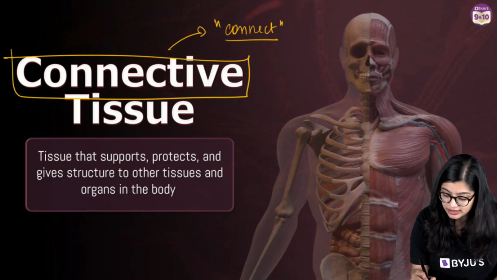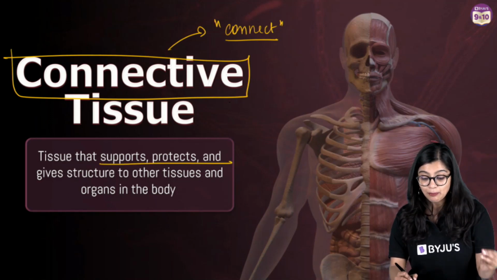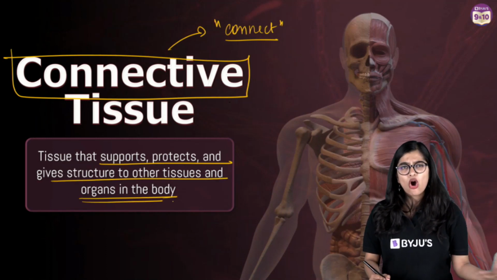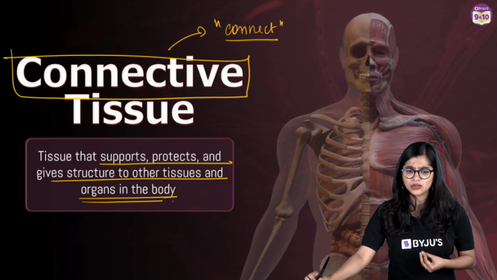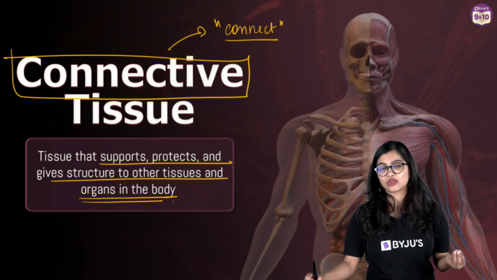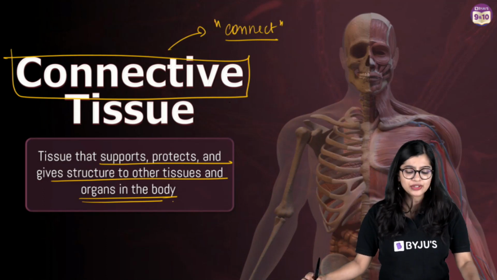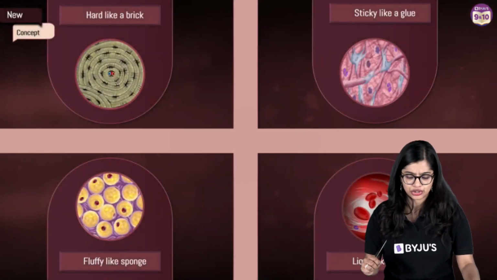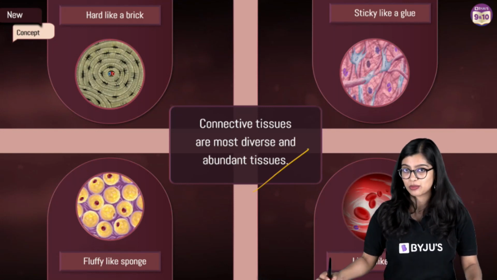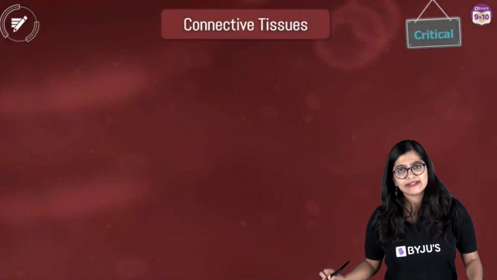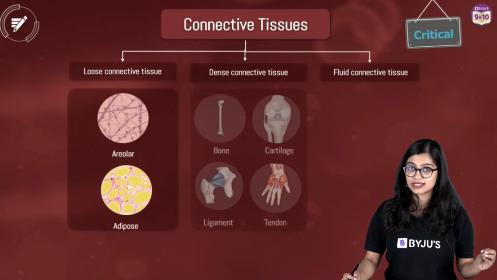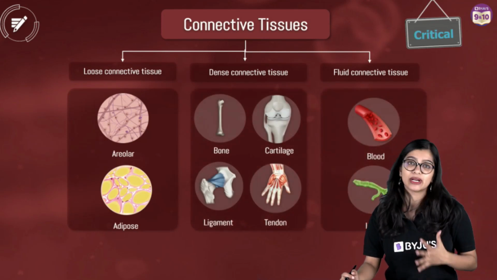Connective tissues not only connect, but they support, protect, and provide structure to other tissues and organs in the body. A very simple definition that I would always use is that connective tissues are those tissues that connect and bind different parts of our body together. Connective tissues are a very diverse group, one among the vast and abundant types of tissues inside our body. Broadly, we categorize them into 3: loose connective tissue, dense connective tissue, and fluid connective tissue.